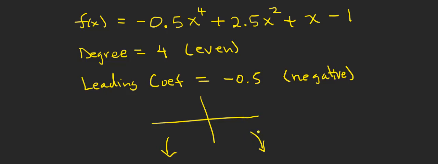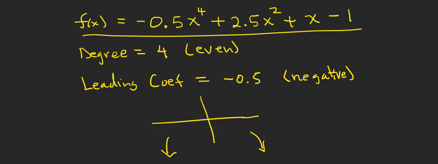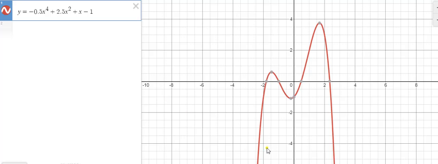Okay? So let's use Desmos and see the actual graph of this polynomial. Using Desmos, as you could see, look at the end behavior. They both go down because the degree was even and the leading coefficient was negative. Again, we don't know how the graph is going to behave in the middle, but we definitely know how the graph will behave at the end by looking at the degree and the leading coefficient.